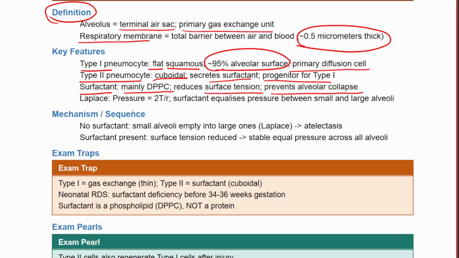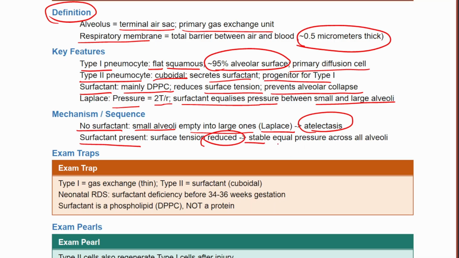Let's look at the mechanism and sequence of the surfactant action through the lens of physics. The law of Laplace states that pressure equals 2T divided by R. Under normal conditions, surfactant equalizes pressure between small and large alveoli. If no surfactant is present, the sequence is clear. Small alveoli empty into large ones due to Laplace's law, leading directly to atelectasis. When surfactant is present, surface tension is reduced, creating a stable, equal pressure across all alveoli. By minimizing the surface tension component of elastic recoil, surfactant effectively increases lung compliance.